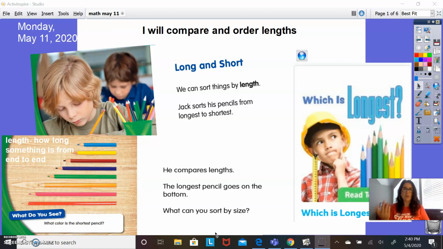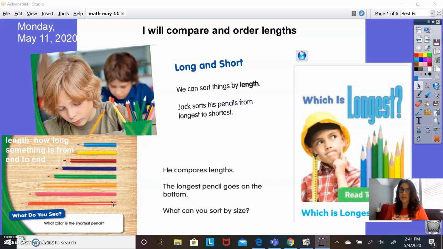So we can use words like long and short. If you look at this picture here, this boy Jack sorts his pencils from long to shortest. You see he's got the long, and as you keep on going up, they get shorter, from long to shortest, or we could even say from shortest to long if we look at it this way. What color is the shortest pencil? You're right, the blue one. And which color would we say is the longest pencil? The orange, right? So we can sort by size, and that's what we're going to be sorting by with some of these activities we're going to be doing this week.